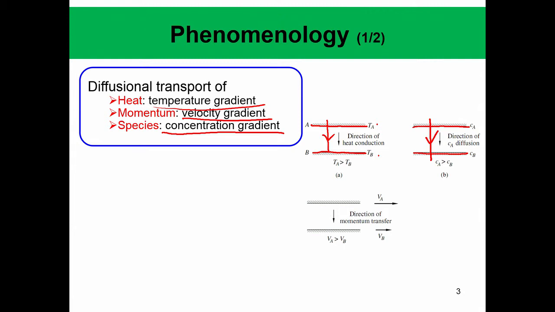And momentum: suppose that this plate is now moving with a velocity Va, whereas this plate is moving with a velocity Vb, and Va is greater than Vb. Then we know that momentum will be transferred through the fluid from A to B. So, these are the different modes of transport: heat, momentum, and species.